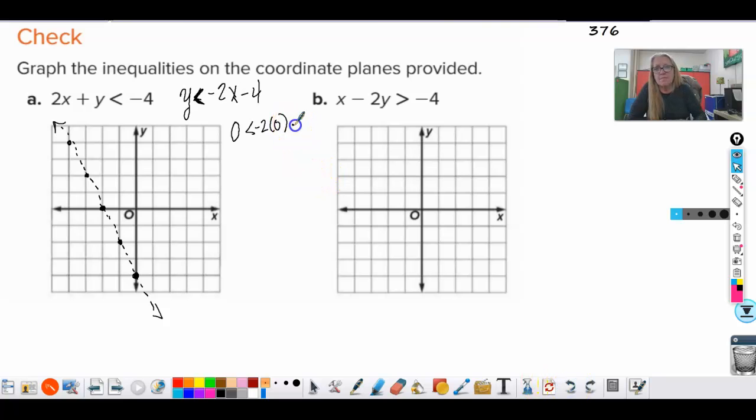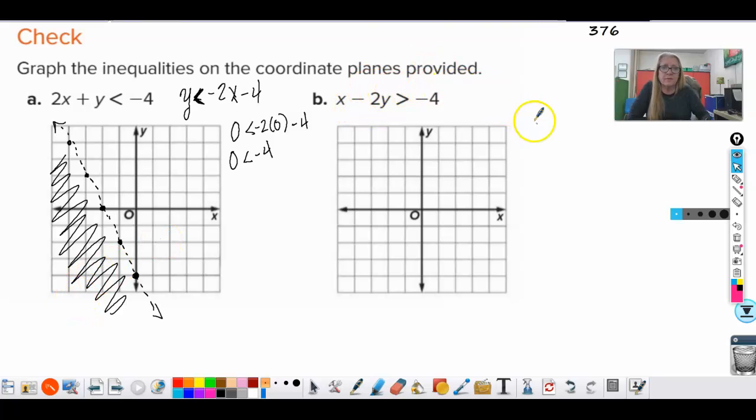Backwards. Negative 4, which gives me 0 is less than negative 4, which is false. So we're going to shade the other side. Since that's false, that means the points on that side don't solve it, or don't make it true. So this side does not get shaded. If we were to pick a point on this side and plug it in, it would have worked. It would have given us a true statement.